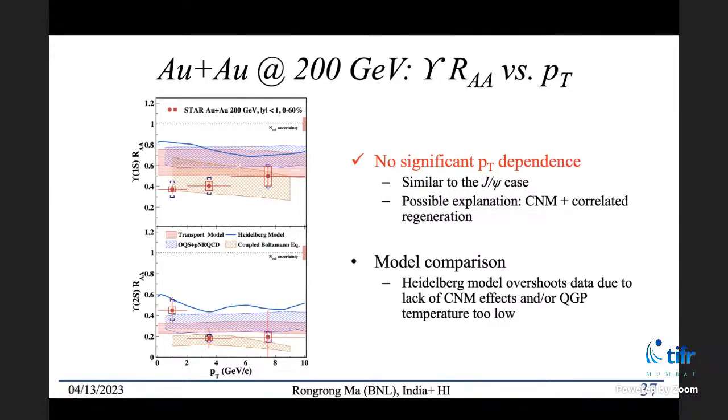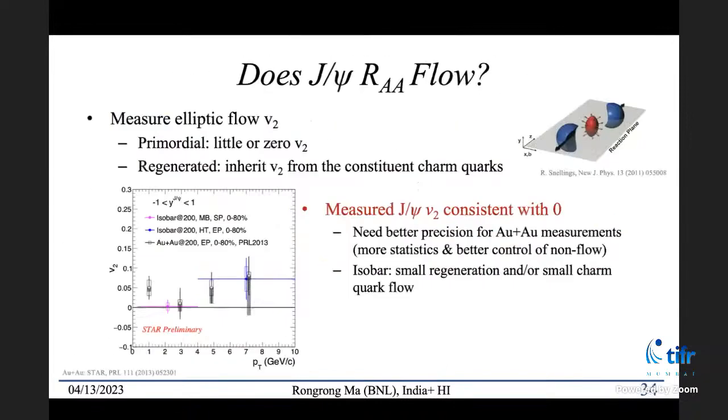So you were going to show the flow thing when I asked the second question. Maybe the flow. I don't think we need to go through the motivation. I just show the results to see what we measure. The v2 as a function of pT for the isobar, from low pT to high pT. The high pT error, of course, is large, and at low pT we can see the v2 is almost zero. That could either mean that your regeneration contribution is small, or even if you have some regeneration, the charm is not thermalized or does not flow much in the medium, so it also has a small contribution to the v2.